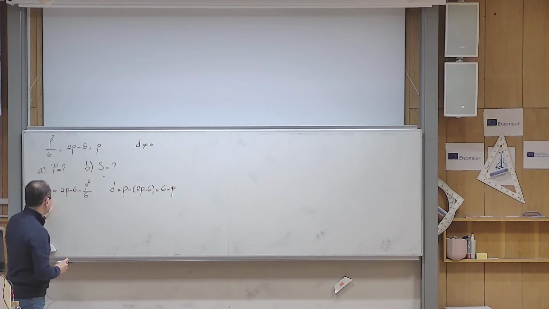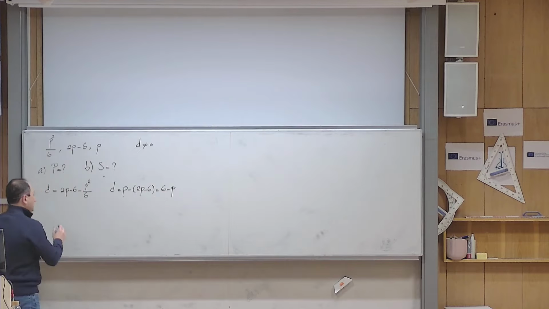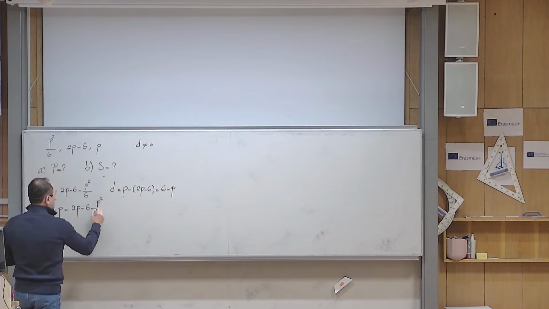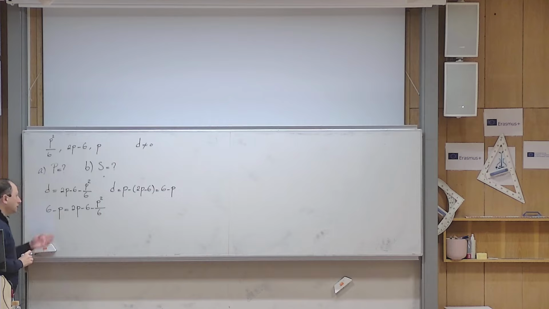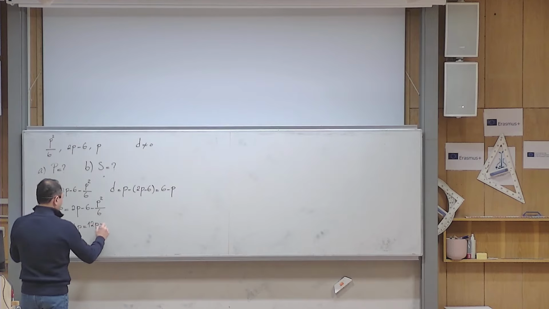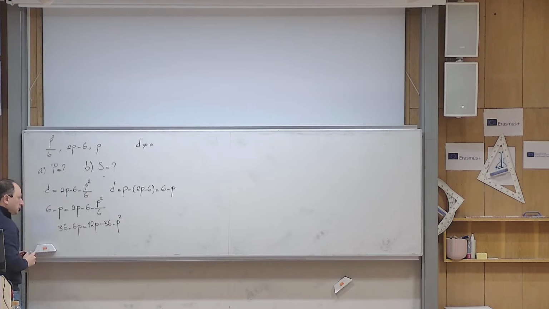On the one hand, the common difference is this. On the other hand, the common difference is that. So they have to match. So I would say that 6 minus p is equal to 2p minus 6 minus p squared over 6. This is just a simple quadratic equation in p, so I solve it and find p. In order to solve this, I prefer to multiply everything by 6 to get rid of this fraction. So this becomes 36 minus 6p, and then I have 12p minus 36, and then I have minus p squared.